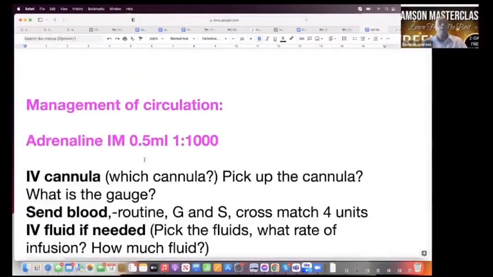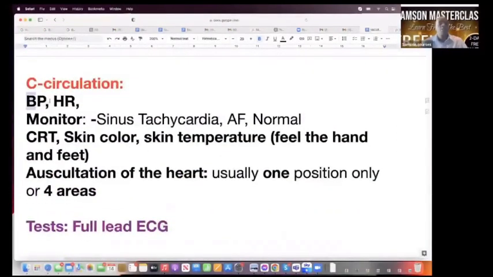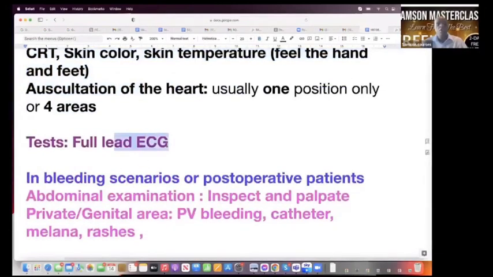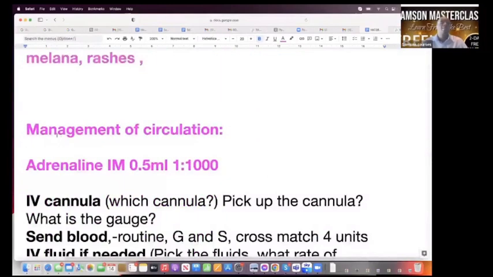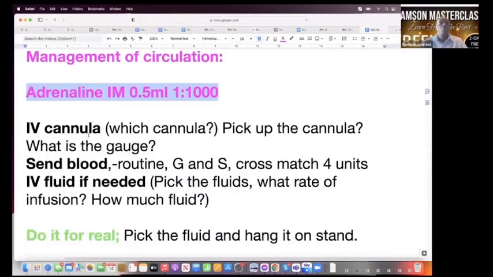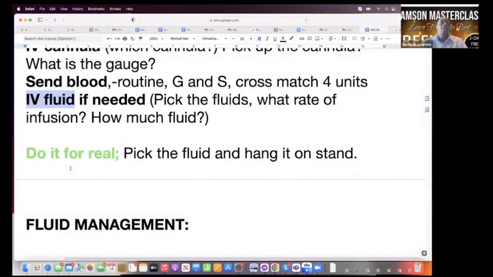What have we done under C, circulation? Let's recap. We have looked at the monitor, blood pressure, heart rate, sinus tachycardia, the rhythm, skin color, skin temperature, auscultation of the heart. Then we do an ECG, okay? If it is a bleeding scenario or post-op scenario, we examine the abdomen, inspection and palpation only. We look at the external genitalia, for catheters, for melena, for rashes, for PV bleed in women, and then management. If it's anaphylaxis, the first thing straight away is IM adrenaline. In all other scenarios, we would put in an IV line, send the bloods, give IV fluids if needed, and we do it for real.